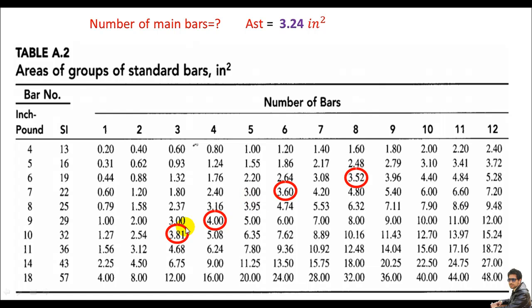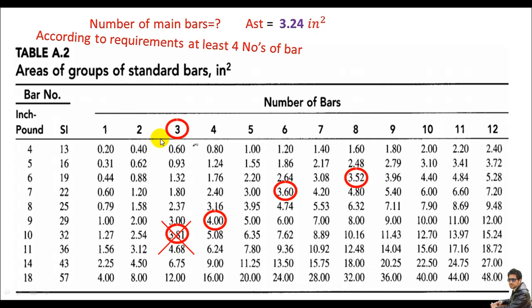We are just giving a lecture now. Just look over here. I can't use 3.8 because we have 3 bars, and according to ACI the requirement is at least 4 bars in a square column. This is the least number, so at least 4 bars must be provided in a square tie column. So I can't use this one, because it is less than 4.